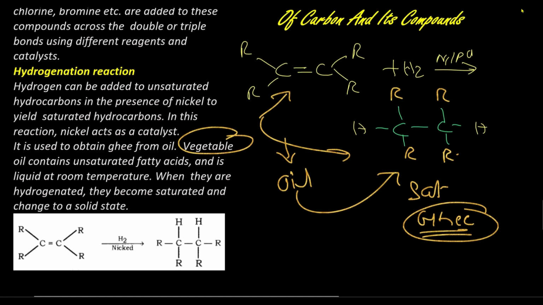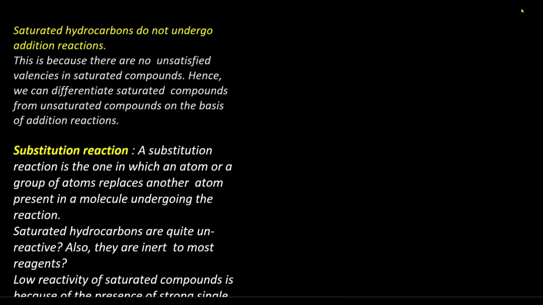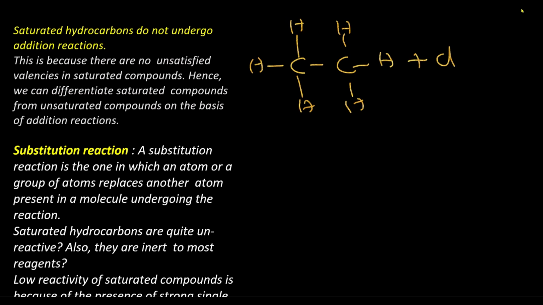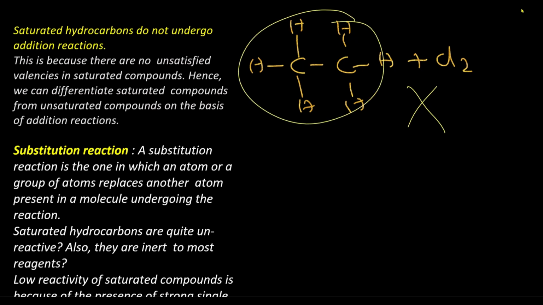Now, the question arises: what about saturated hydrocarbons? Why do saturated hydrocarbons not undergo addition reactions? Let's say I take a saturated hydrocarbon and react it with a hydrogen molecule, or maybe chlorine here. You can figure out that carbon is tetravalent and has all its valencies satisfied. There are no unsatisfied valencies, so there is no option for a double bond to split into a single bond. So we say that the addition reaction does not take place in saturated hydrocarbons, for the simple reason that there is no unsatisfied valency.